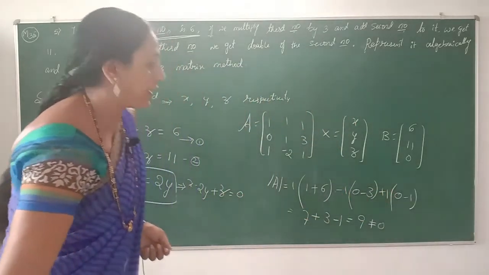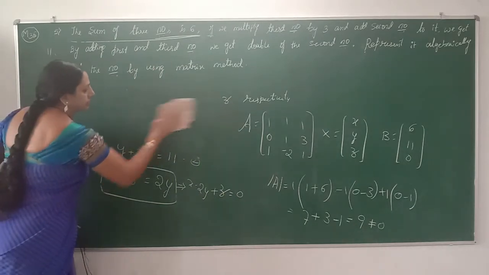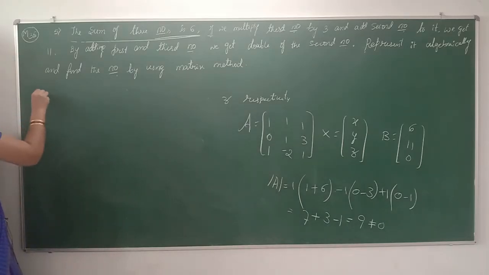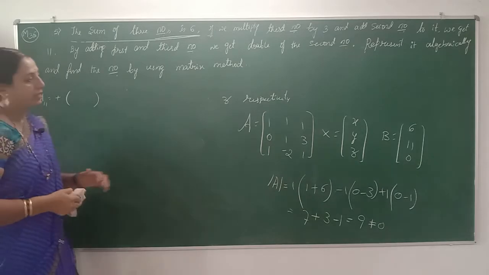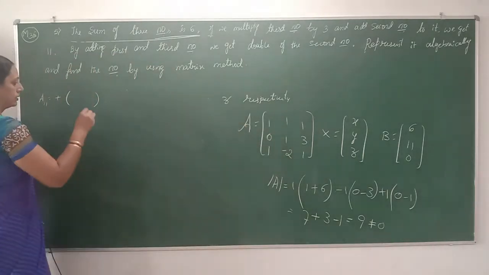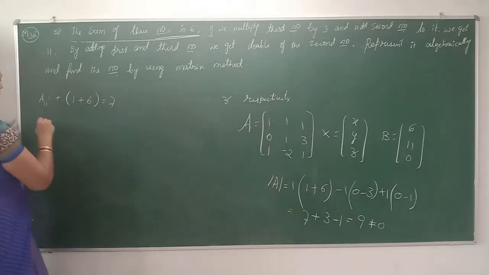After that, we'll find the adjoint of the given matrix. Now A11 is the element of the first row, first column, and it is multiplied by plus. So these elements are neglected, and the remaining are 1 plus 6. It will be equal to 7.